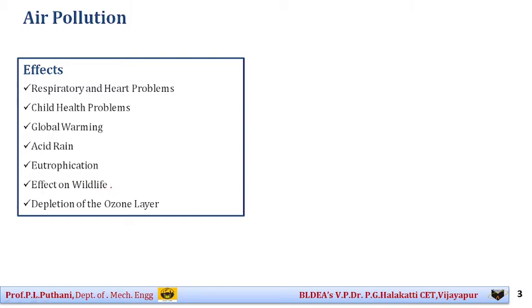Then apart from that, not only animals and human beings are affected, even wildlife is also affected. Many times when we have pollution and all, the number of birds and animals in that particular region goes on decreasing, because when we human beings are unable to live there, how can plants, animals, and birds reside? So their number also goes on decreasing.